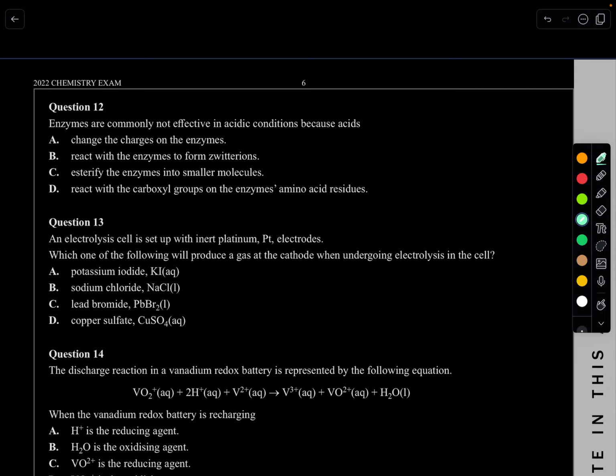Enzymes are commonly not effective in acidic condition because acids change the charges of an enzyme. Yes, they do actually. Remember your enzymes are made out of proteins. Let's say we have a protein here, and this is your R group, and of course we have your carboxylic acid group and your amine group. If it's an acidic condition, meaning there's a lot of H plus ions around, the environment will act as an acid, and this here will act as a base.